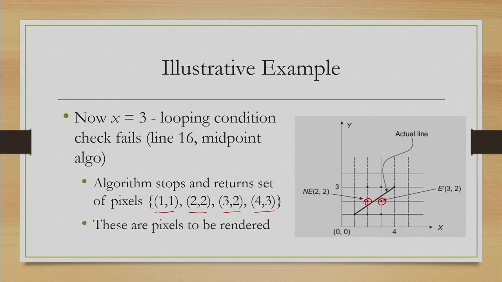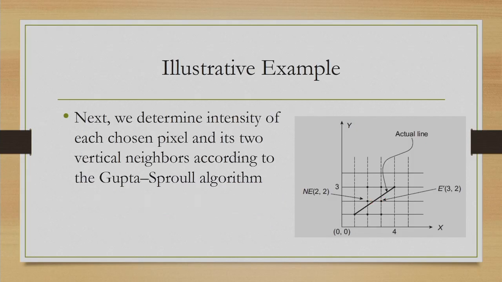Now, while choosing a pixel, we also use the modifications proposed in the Gupta-Sproul algorithm to assign colors. So, for example, when we are talking about NE, this is one chosen pixel. So, we have to choose its color as well as the color of its two neighbors. Similarly, when we have chosen E, we have to choose its color as well as the color of its two neighbors.